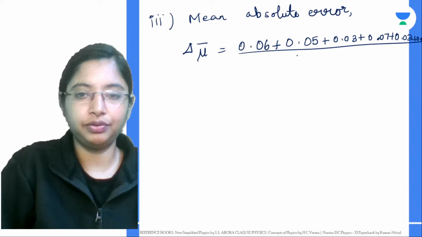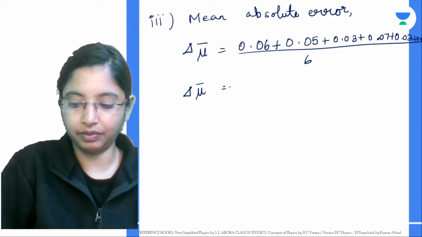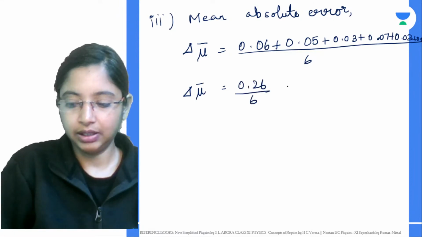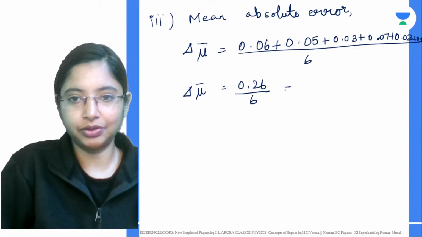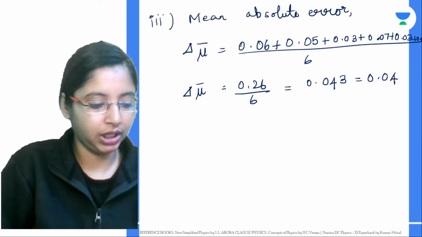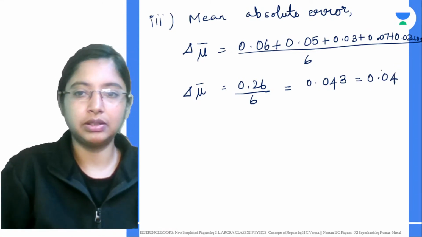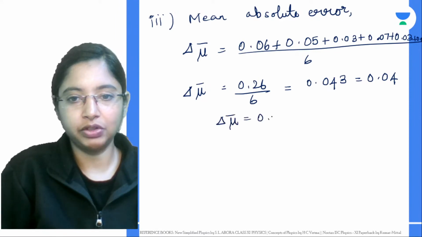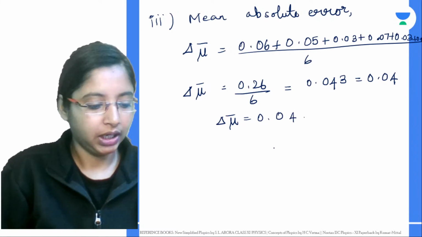All of these values, if you divide by how many? 6 sets of readings. So you will get delta mu bar to be 0.26 divided by 6, which is approximately 0.043. This is somewhere close towards 0. We'll round it off to two digits, 0.04. Now this is your mean absolute error, which is around 0.04.